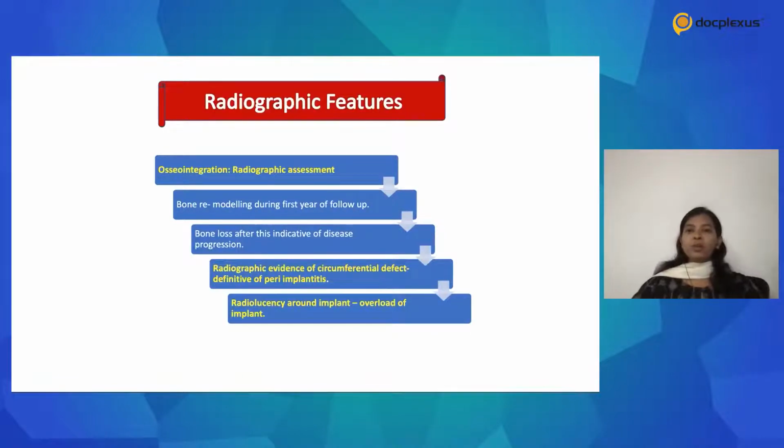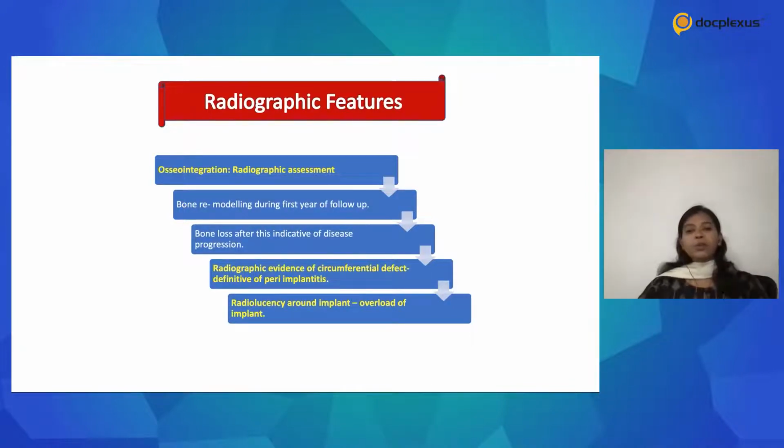So coming to the radiographic features. We saw the basic clinical parameters, then we saw the intra-alveolar defect, more peri-implant bone defects. Now we're going to radiographic features. In radiographic features, you can check your osseointegration based on the amount of bone loss in the radiograph. This bone loss will indicate that there is progression of the disease. So radiographic evidence can tell us whether there is a circumferential defect, which will be definitive of peri-implantitis.